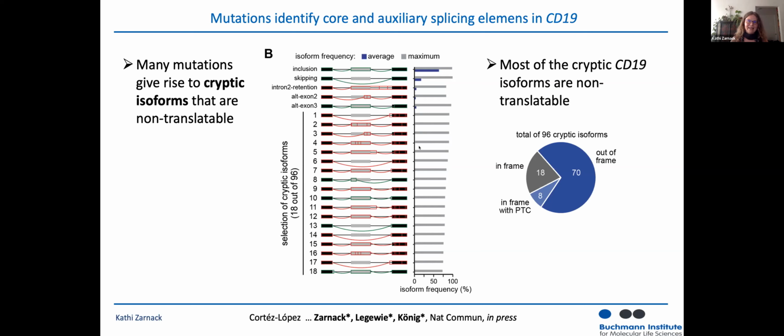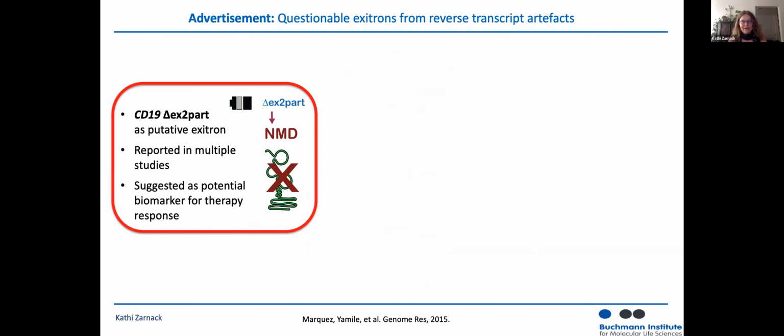So I would like to use these cryptic isoforms also to tell you a little side story that we came across in our project. There was one cryptic isoform that we were particularly excited about, and this is the so-called exon 2-part isoform. This is an isoform that had been described before for CD19, and it's actually a small part out of exon 2 that is spliced out in this isoform. It had been reported in multiple studies, and it had even been suggested as a potential biomarker. And because it was such a nice non-canonical splicing event, we wanted to learn more about it.